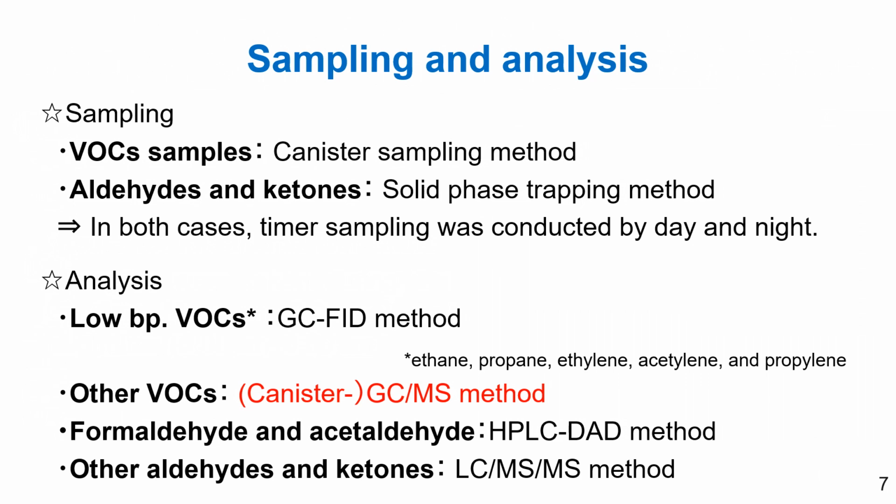The analysis of formaldehyde and acetaldehyde was conducted using the HPLC-DAD method, while the LC tandem MS method was used for other aldehydes and ketones. Various analytical methods are employed depending on the types of compounds being analyzed. Therefore, the principles, procedures, and conditions related to each analytical technique will not be explained here.